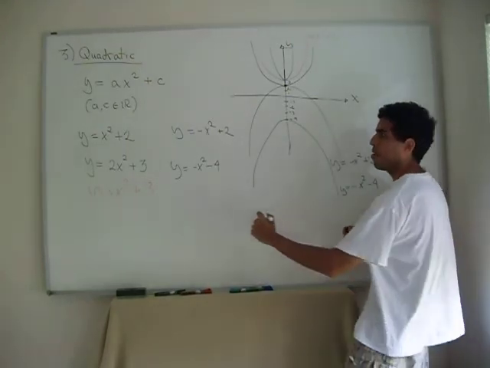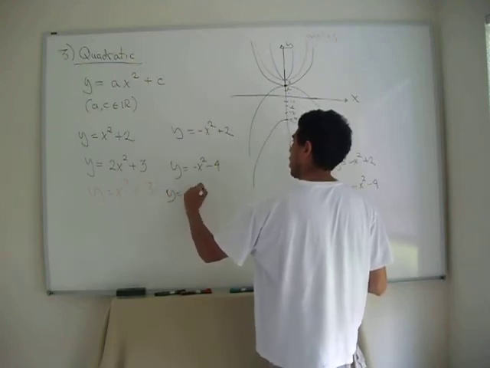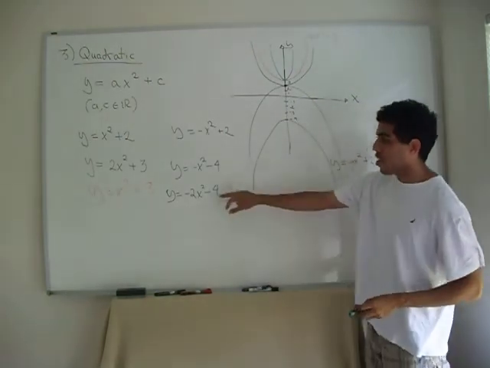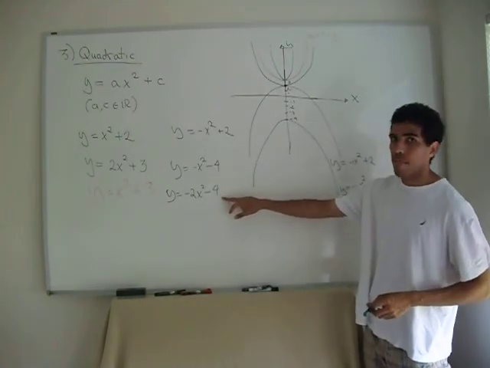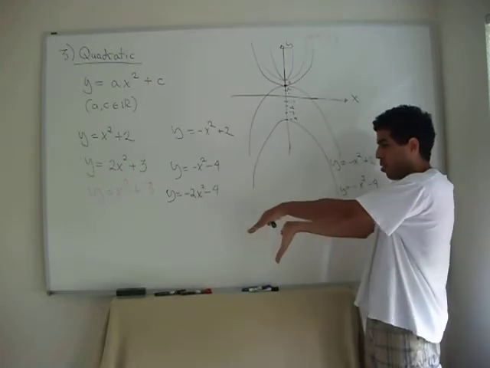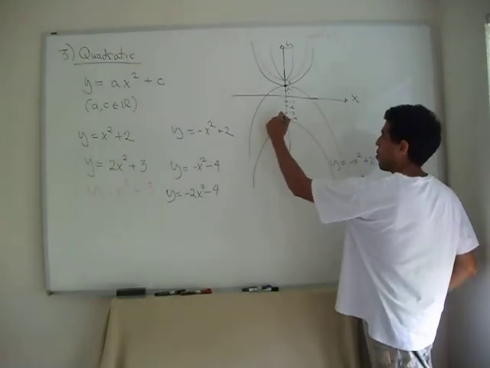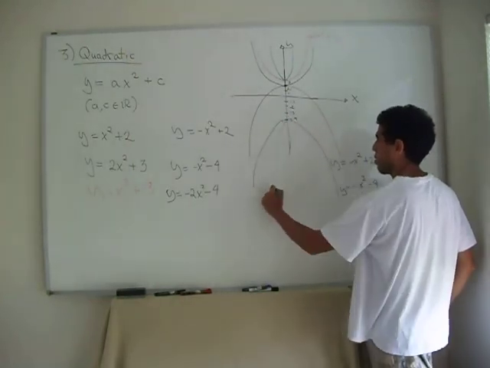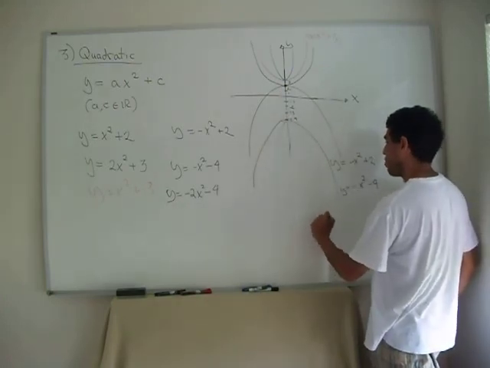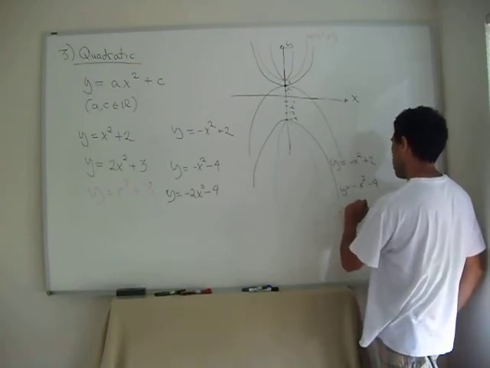What happens if we have y equals minus 2x squared minus 4? Cut with the y-axis stays the same at minus 4, but the concavity not only is negative, but it's closer. Okay? Therefore, the function is going to look a little bit like this. Okay? Y equals minus 2x squared minus 4.